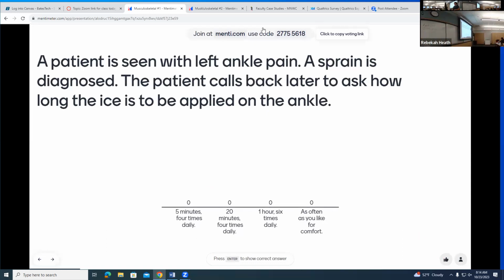All right, so first question of the day. Left ankle pain, they're diagnosed with a sprain. They ask, how long am I supposed to ice it? What do we say?